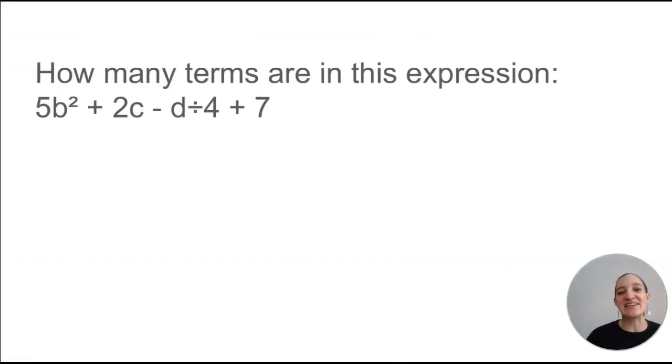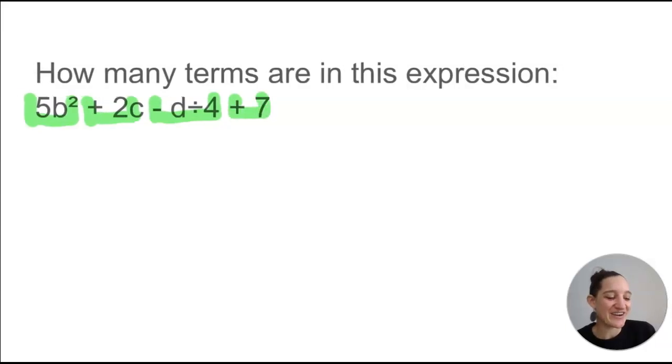How many terms are in this expression? I may be trying to trick you on this. There are 1, 2. Did you go all the way past the division until you got to the addition? 3 and 4. There are 4 terms.